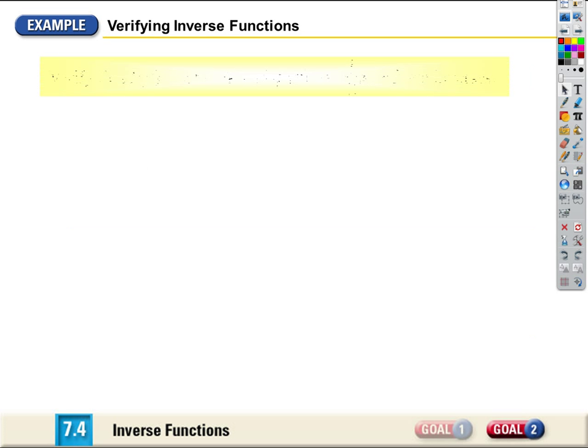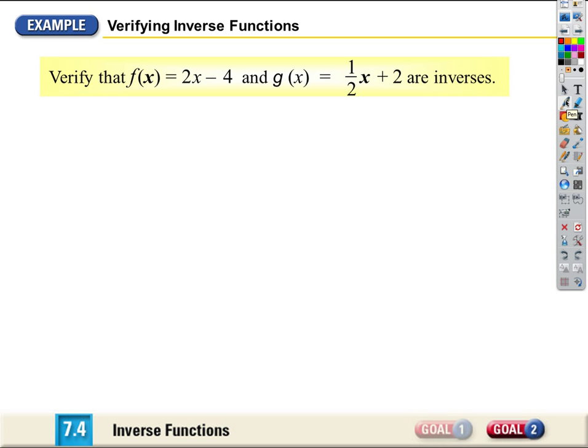Okay, so for example, I'm told that f of x equals 2x minus 4 and g of x equals 1/2 x plus 2. If I need to verify that they're inverses, I have to show that f of g of x equals x and g of f of x equals x. Now think about this for a second here. If f of x equals 2x minus 4, let's try a couple things here. What is f of 2?